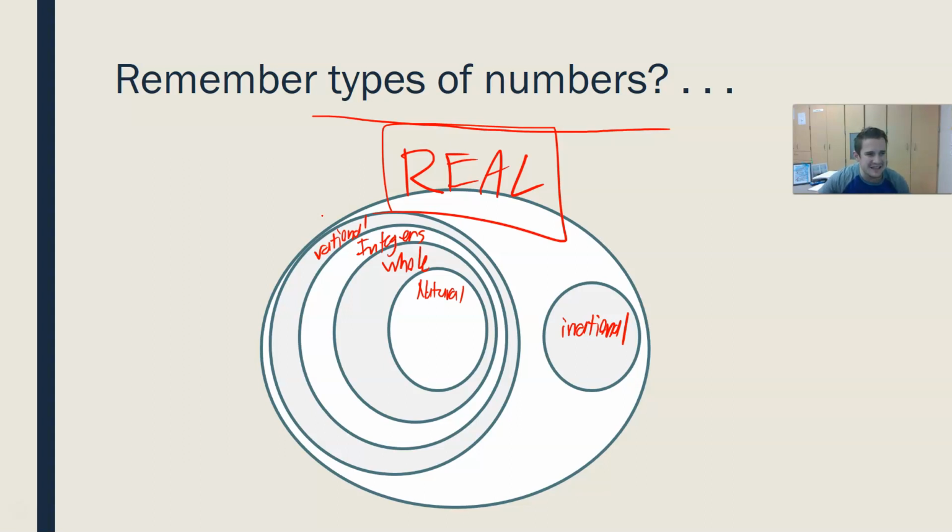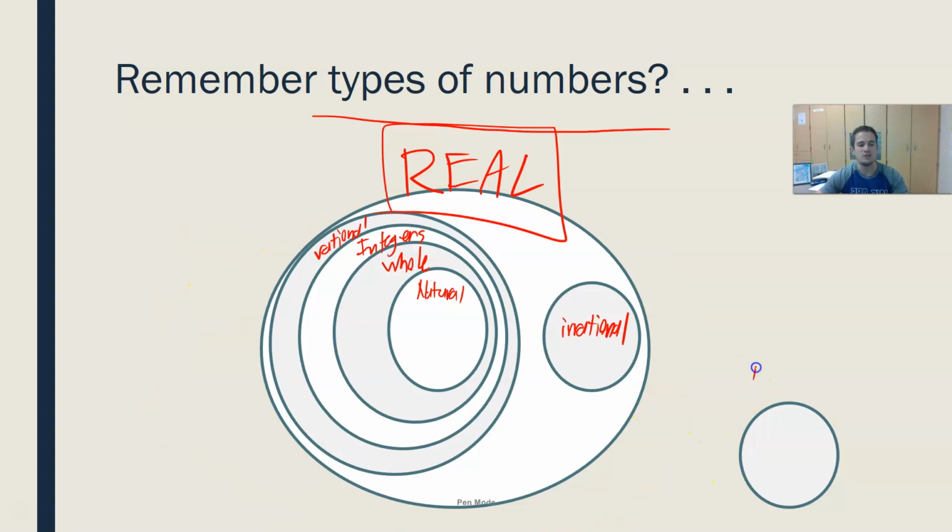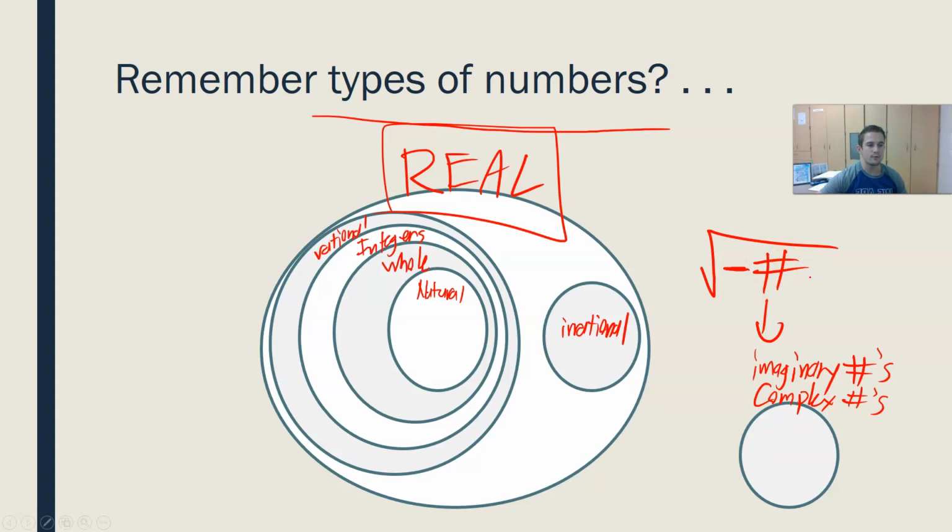Well, in this last lesson, when we were talking about square roots and negatives, we talked about another kind of number that doesn't fit in this bubble, that doesn't fit in this spectrum. We talked about imaginary numbers, and something we're going to talk about today called complex numbers. So outside of the real number spectrum, numbers that aren't real numbers I call imaginary numbers. Specifically, any time I take the square root of a negative number, that gives me an imaginary number.